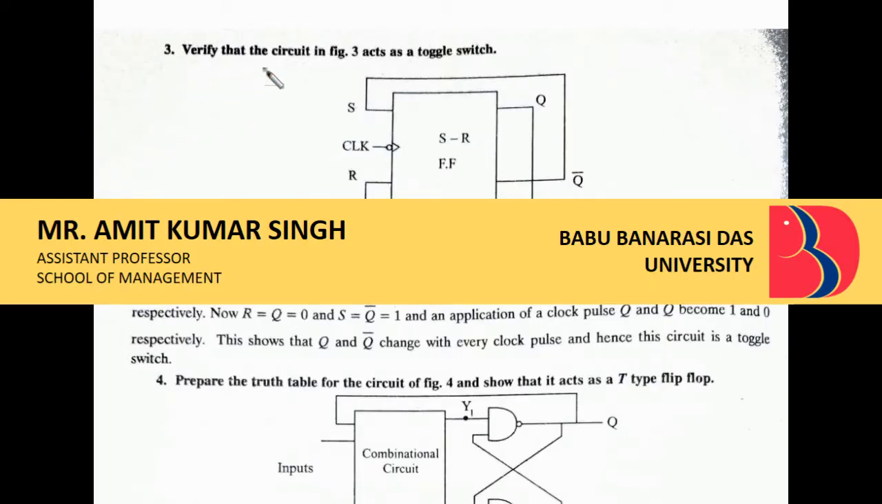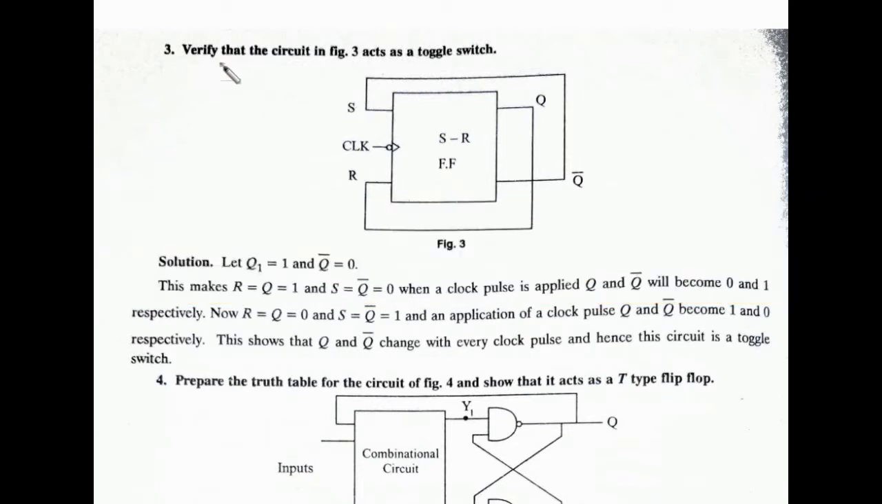Now we come to the numerical portion. In this question we have to verify figure 3 as a toggle switch. In this figure, this is called an SR flip-flop. The S input is connected to output Q bar and the R input is connected to output Q.